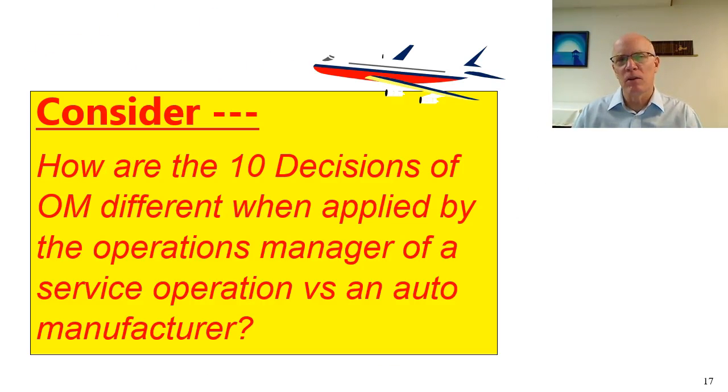So when you think about this, I want you to think about in your own mind, how do these 10 decisions vary if I'm doing service versus a product? If I'm a service manager or an auto manufacturer, think about the last time you went and had your car worked on. How do these decisions affect that overall process versus, for example, the manufacturer of that car?